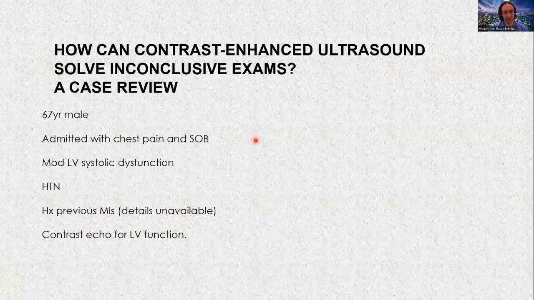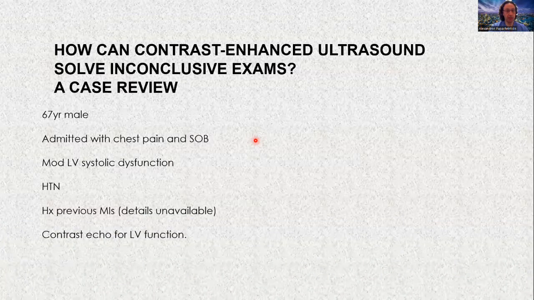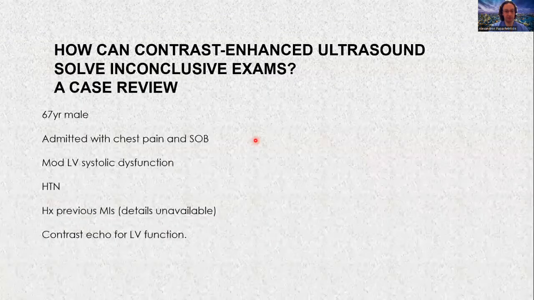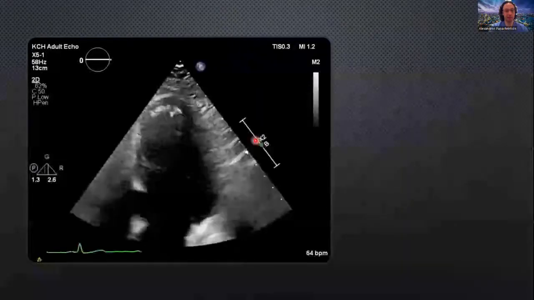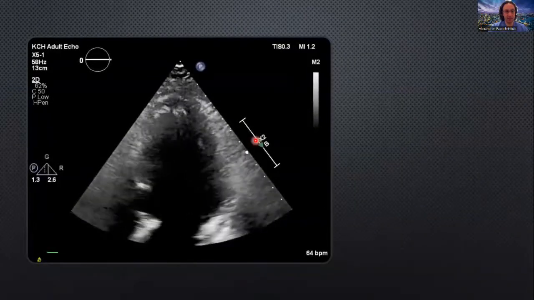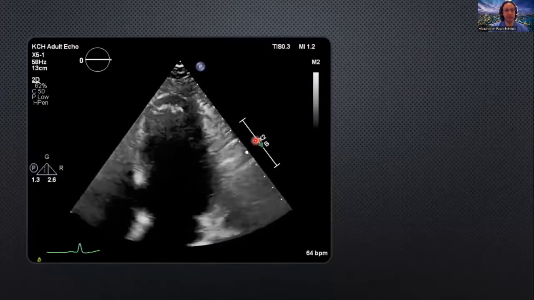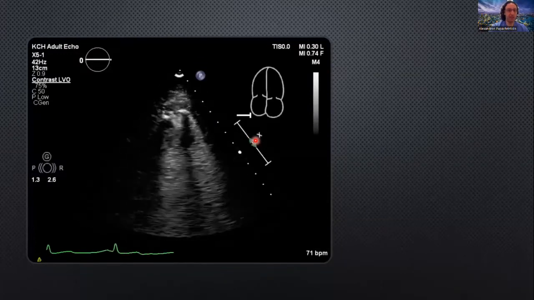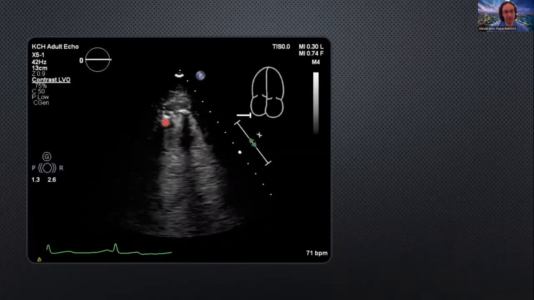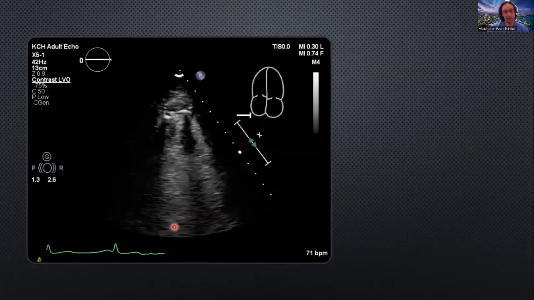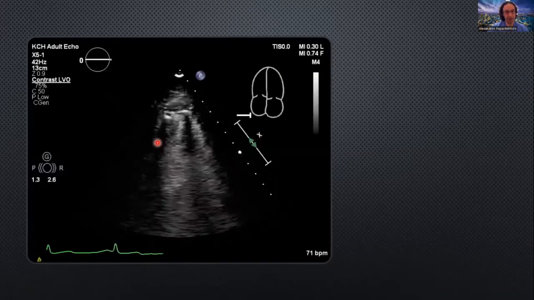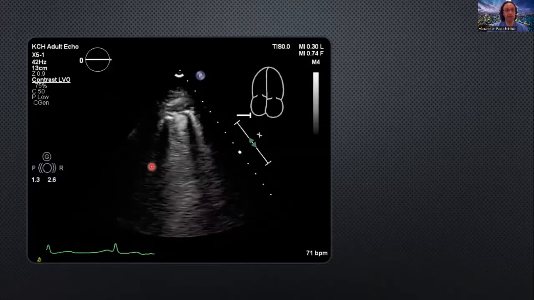Another patient here is also quite interesting, with moderate LV dysfunction and a history of previous myocardial infarctions. We don't have further details. When I see someone with a previous infarction, I am always concerned about scarring. And here I want to say there is some scarring, but also there is some filling defect. So you need to adjust the dosing and the administration.